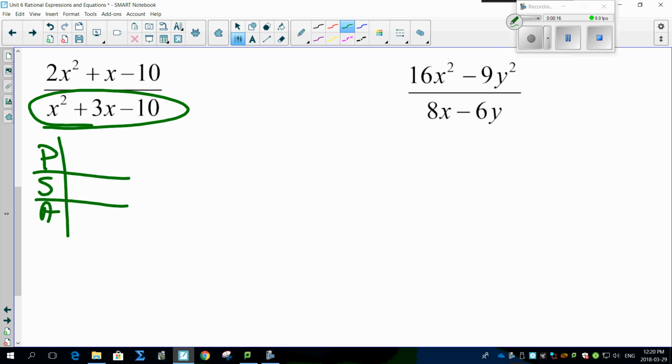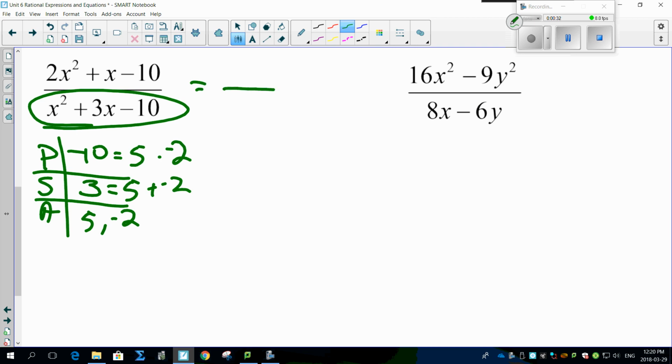But the nice thing about factoring this first is you have to remember that that's going to help us later on. This, of course, is 5 times 2. Oh, negative 2. 5 plus negative 2 is going to be, of course, 3. 5 and negative 2. There's our factor of our bottom. So we can actually put this down as x plus 5, x minus 2 here.